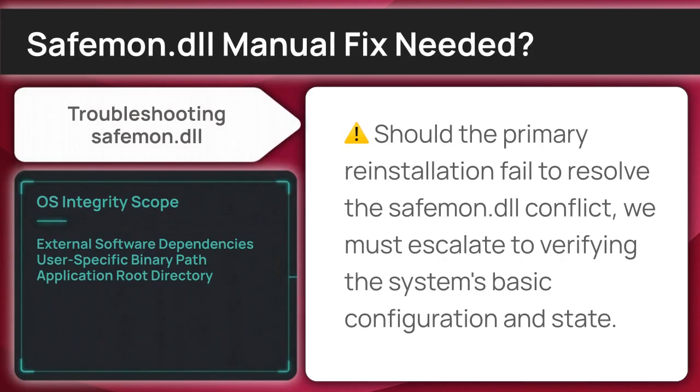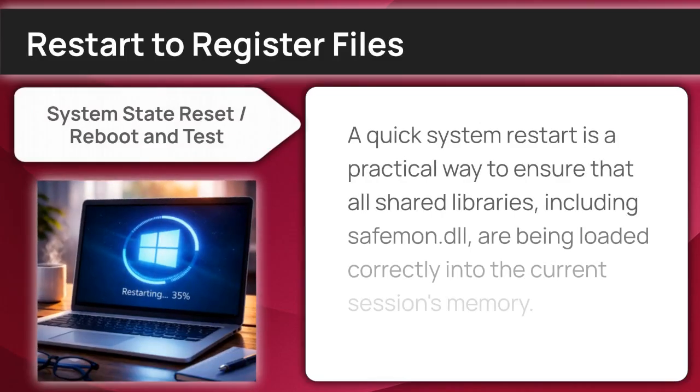When a standard software refresh isn't enough, we need to bypass the automated installers and look at manual system state resets. A full system restart ensures that no background processes are currently locking the Safemon library file. A fresh boot allows Windows to reinitialize its library map from a clean state.